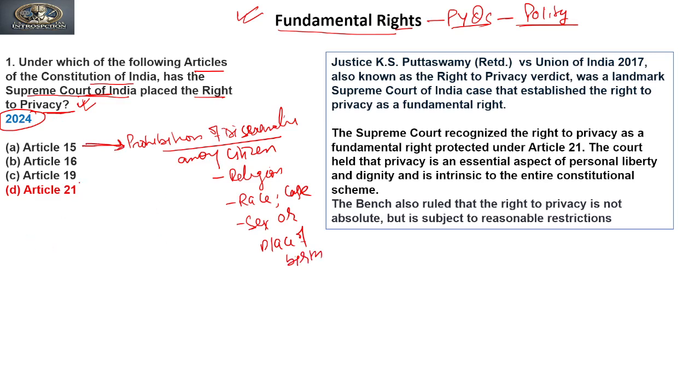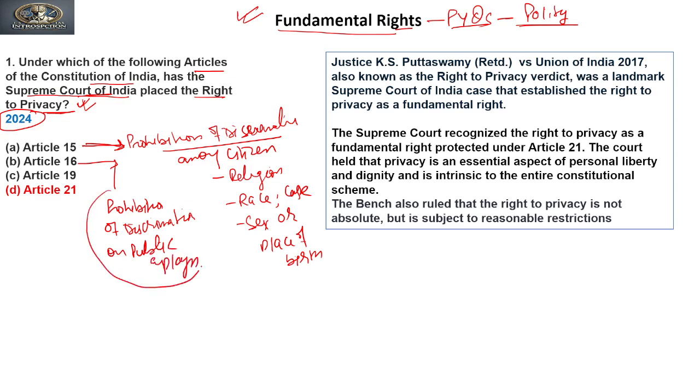Now Article 16 again talks about prohibition of discrimination by the state in public employment, right? This discrimination is also on grounds similar to those of Article 15, including one more ground, that is place of residence, which is included in Article 16. So this is also not under Article 16.